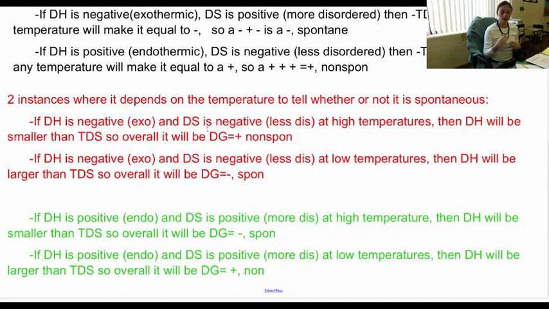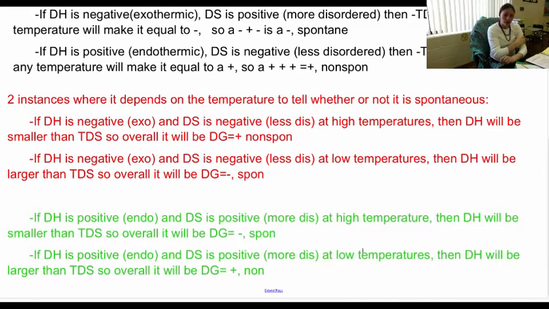Okay, if delta H is negative, it's exothermic, but it's also less disordered, sometimes it'll be non-spontaneous and sometimes it'll be spontaneous. Okay, well, at a high temperature, that means your delta H is going to be smaller than that T delta S portion. So think of it as two parts of an equation. You have the delta H and the T delta S. Okay, if your delta H is small compared to your T delta S, then overall it'll be positive. Okay, if it's the flip side, if you have a low temperature, your delta H is going to be larger than your T delta S, so it's going to be negative.